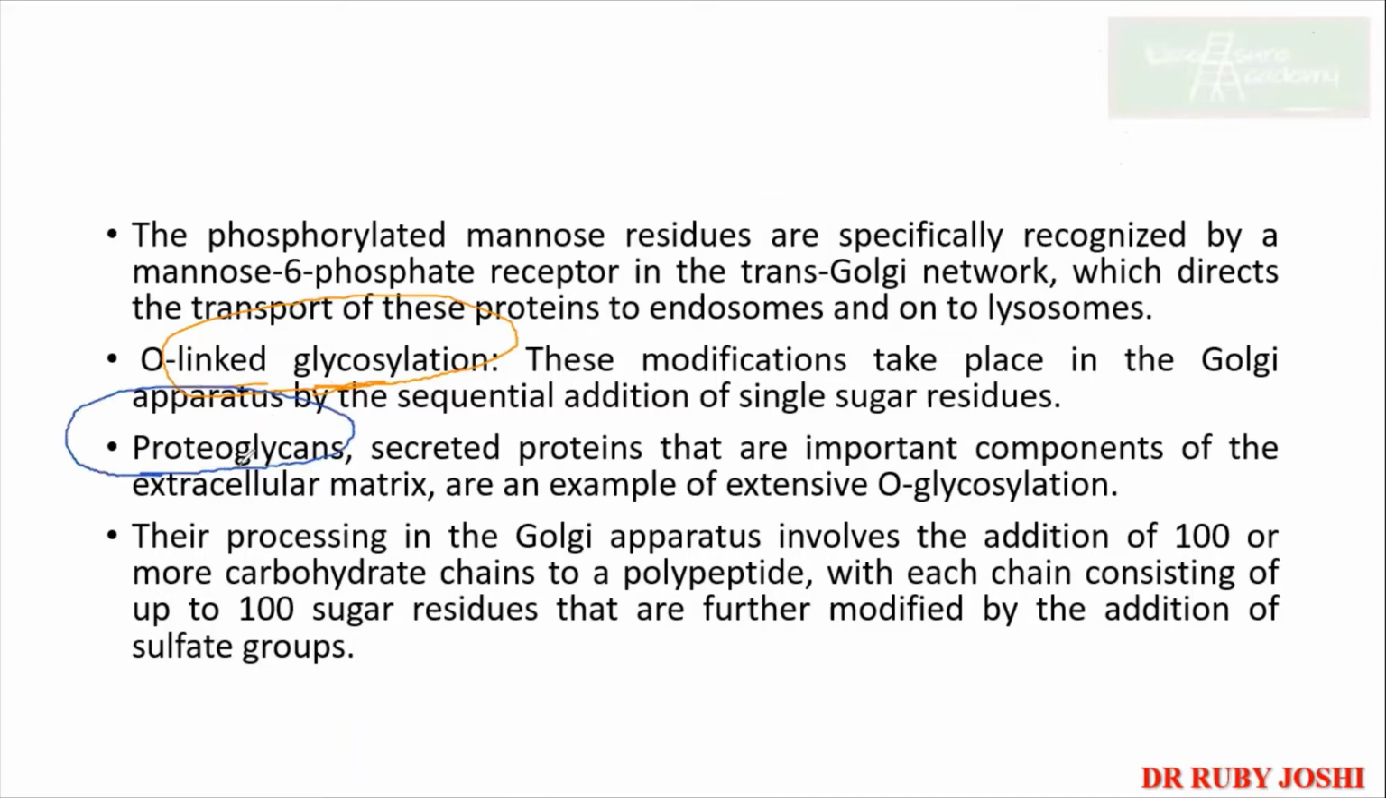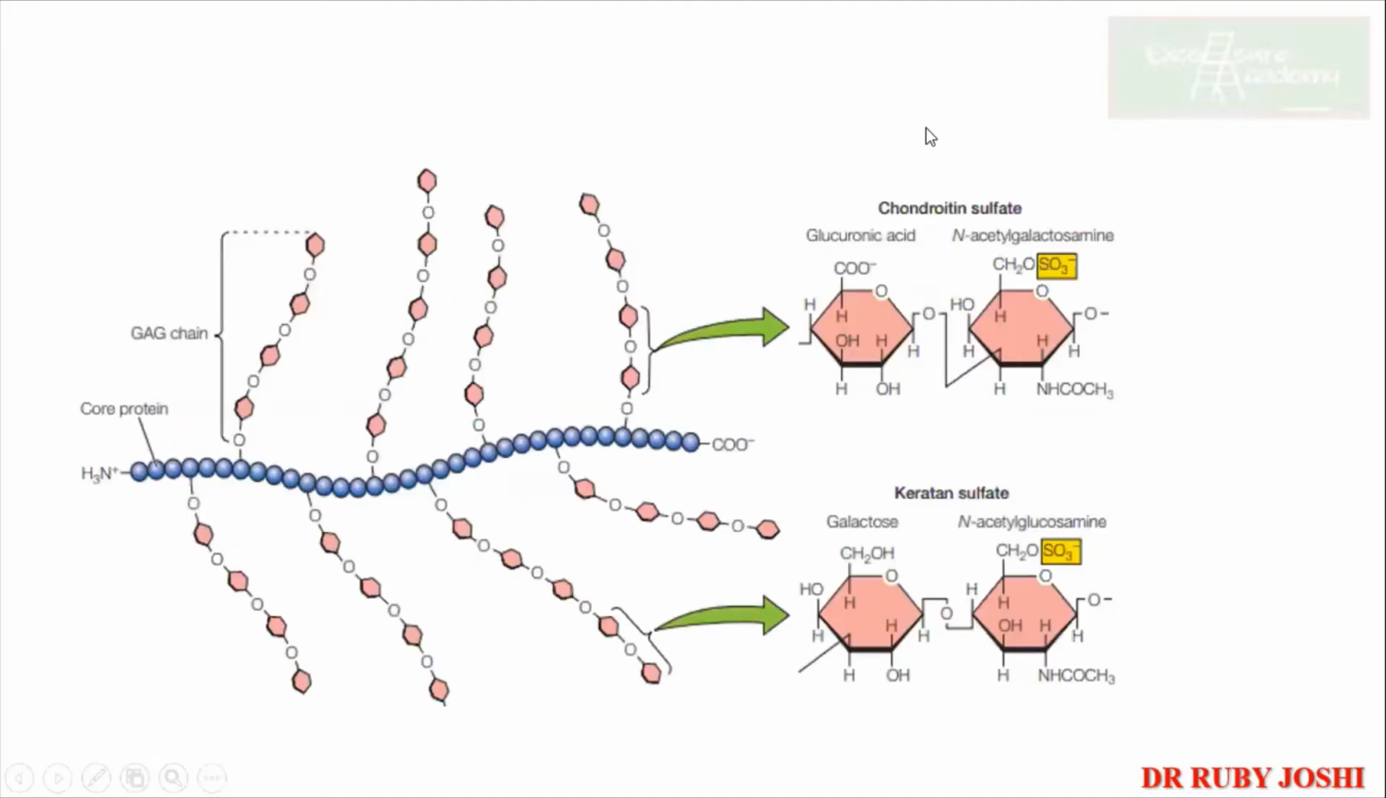Now, what are these proteoglycans? So, they are nothing but part of the secreted proteins which form your extracellular matrix. Okay, so they are a good example of extensive O-glycosylation. Their processing happens in the Golgi apparatus, where 100 to 200 sugar residues are added. Okay, now let's see the structure of this. It's okay if you don't remember the structure, just try to understand.